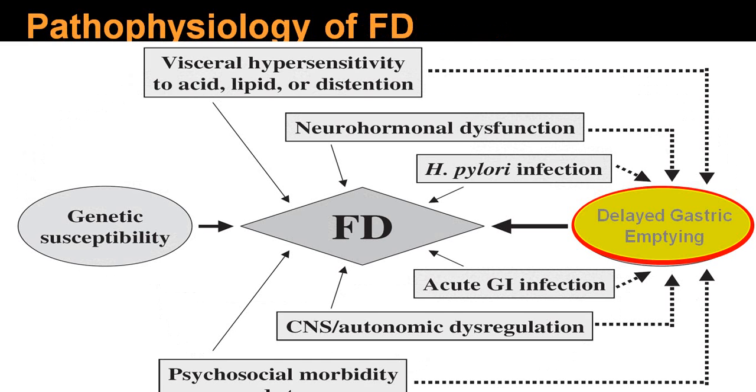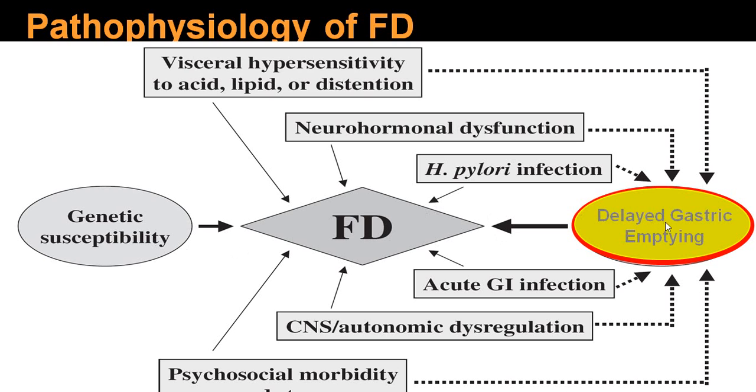As far as pathophysiology is concerned, there are a good number of conditions which will be responsible for functional dyspepsia. One, genetic susceptibility. Second, delayed gastric emptying. Now this delayed gastric emptying can be because of visceral hypersensitivity to acid, lipids or distension. Directly it may be responsible. Neurohormonal dysfunction may also be responsible for delayed gastric emptying. H. pylori may also be responsible for that. Indirectly, genetic susceptibility and delayed gastric emptying lead to functional dyspepsia.